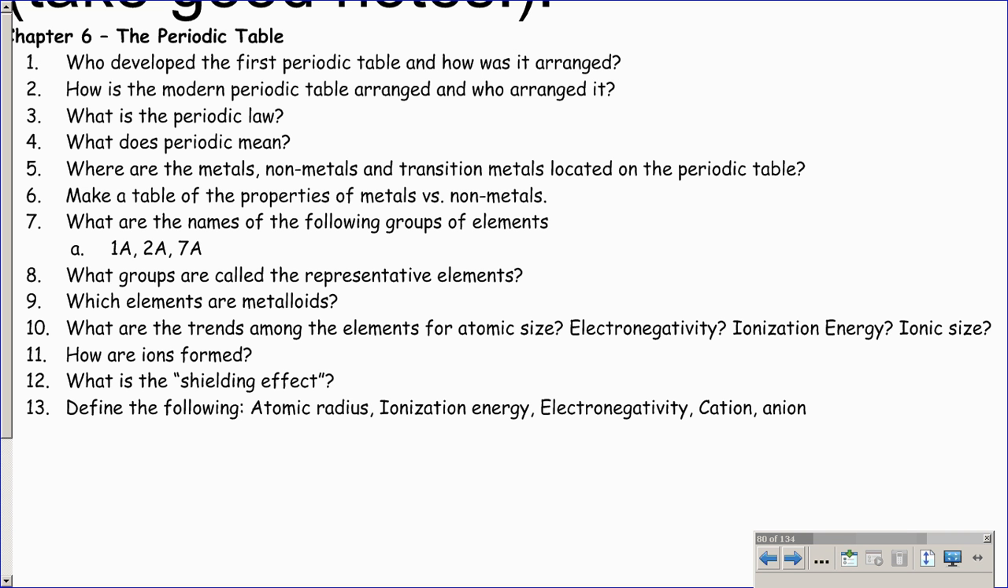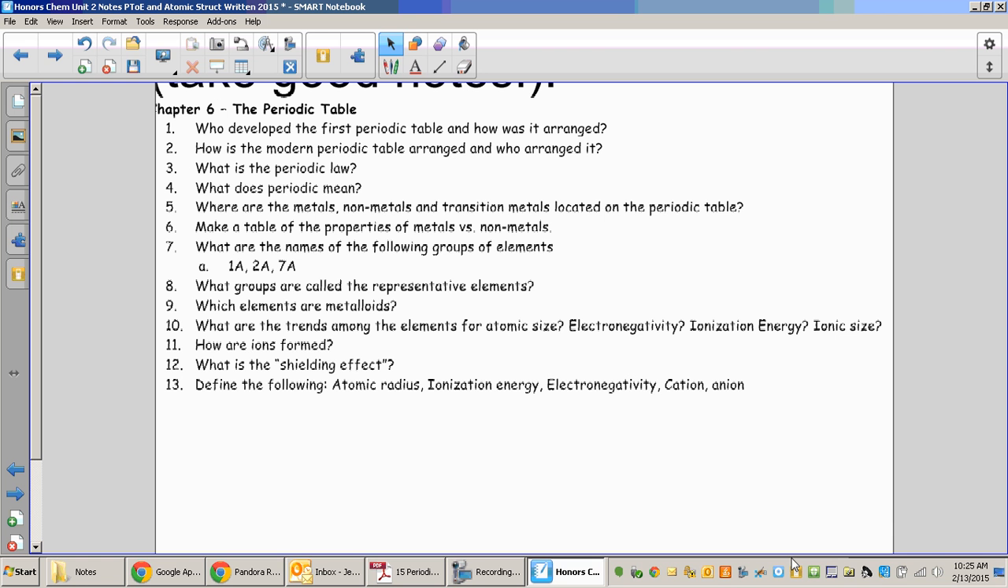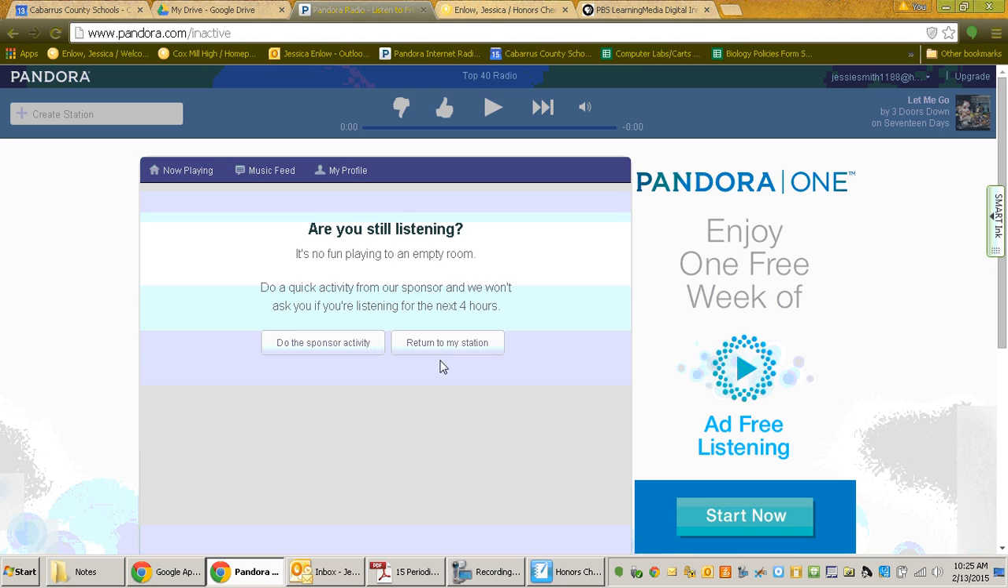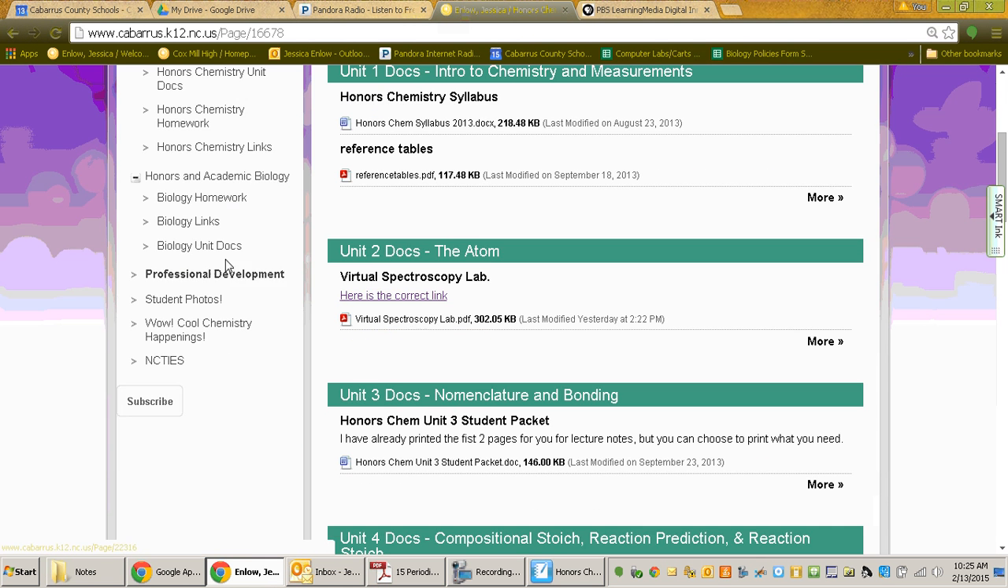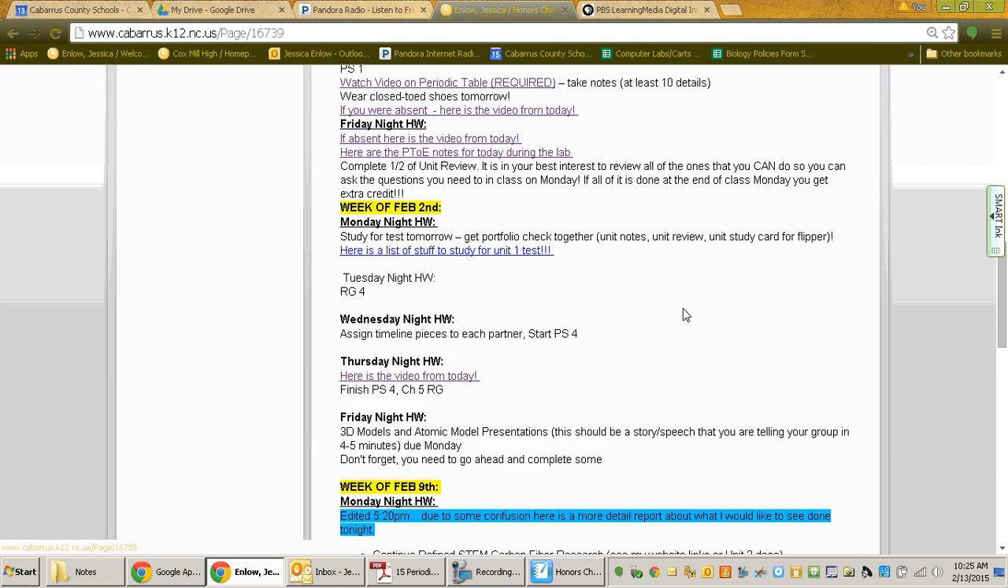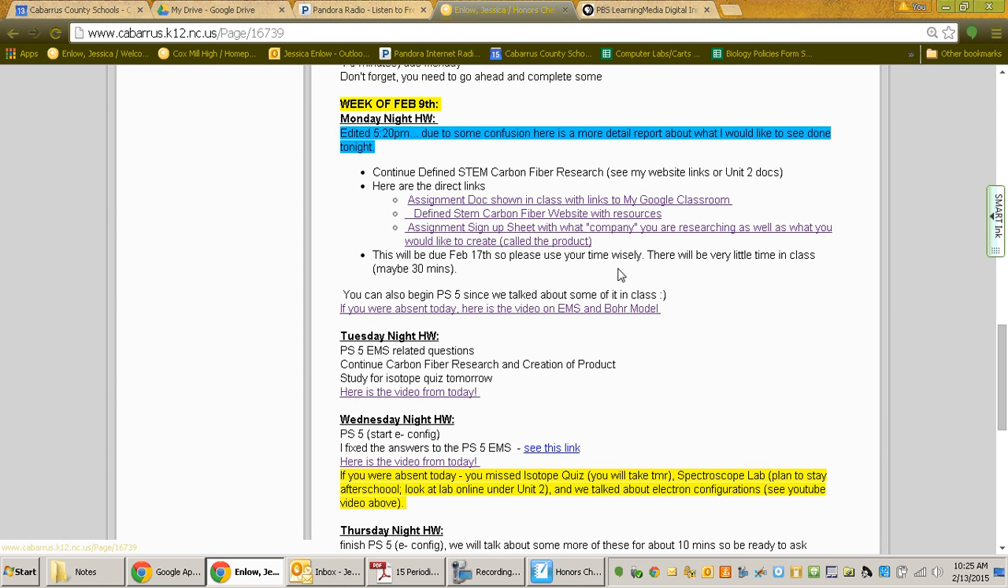And then your carbon fibers, your research and your product should already be decided. And if you've not been on my website to claim your prize, go to Honors Chem Homework. You have to log into your Cabarrus account, but when you scroll to Monday Night Homework, where we had some time in class to work on it, there's links here. Assignment document, that's the one I showed you in class. The website that has a lot of information about carbon fibers, and then your sign-up sheet is here.